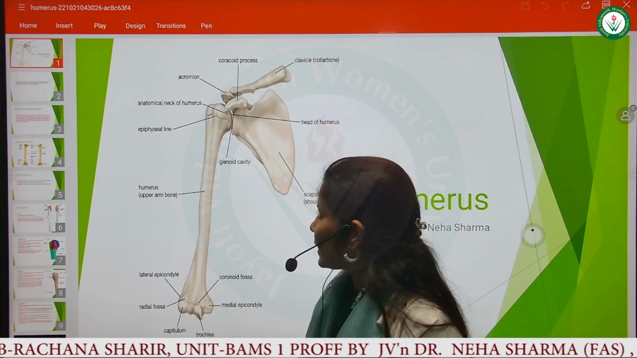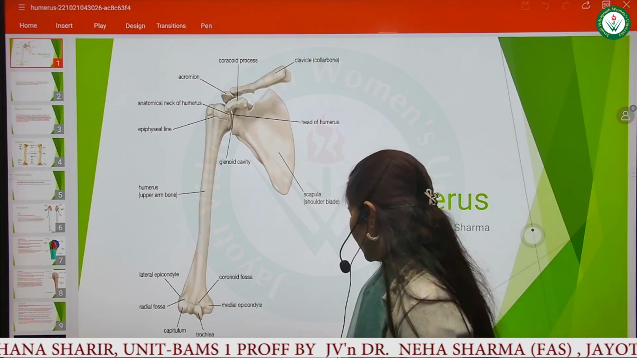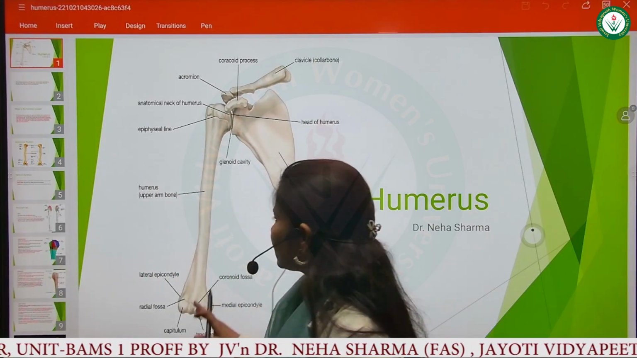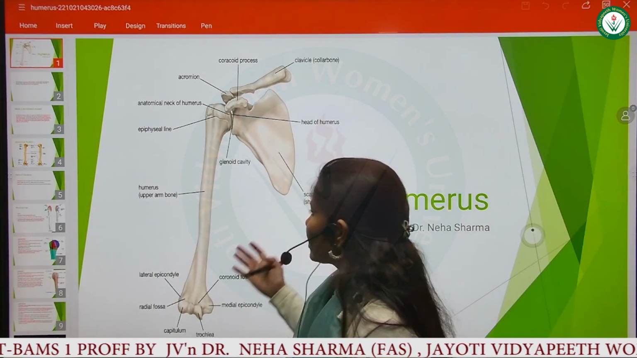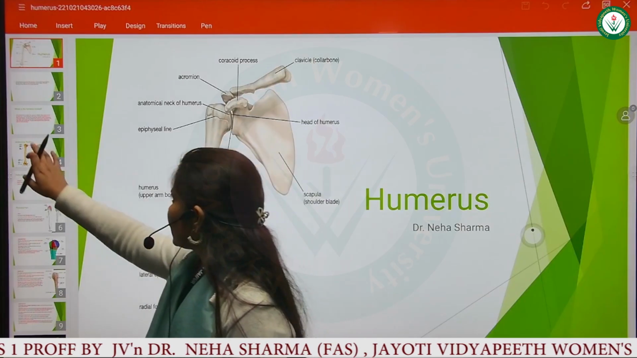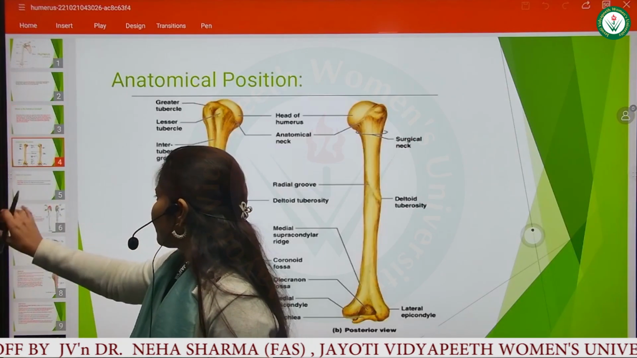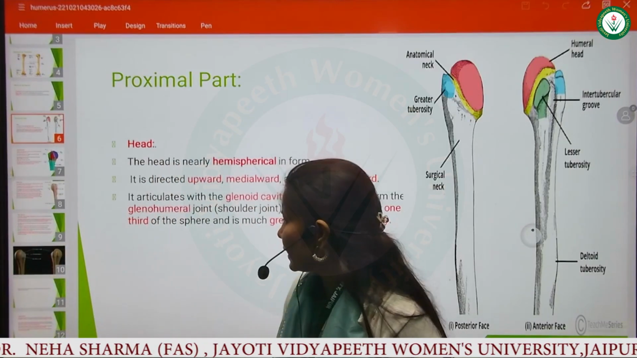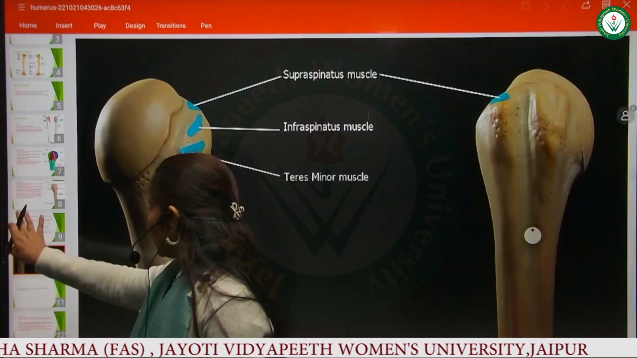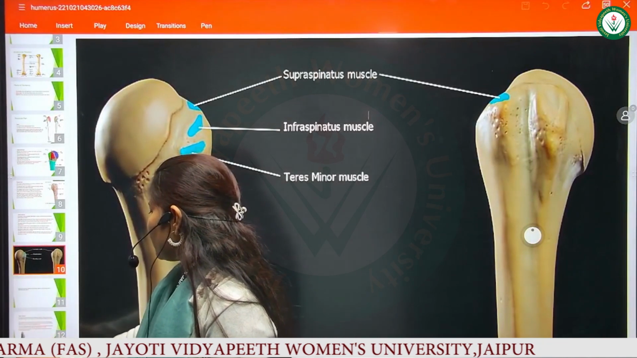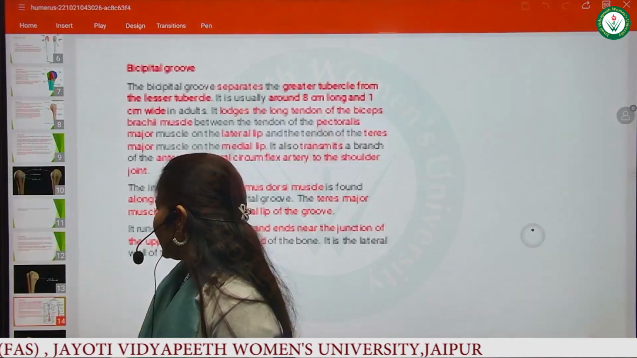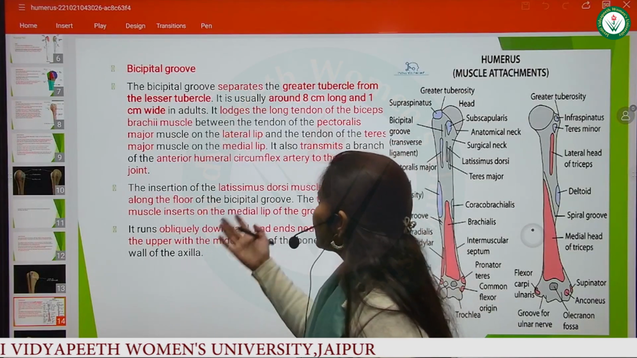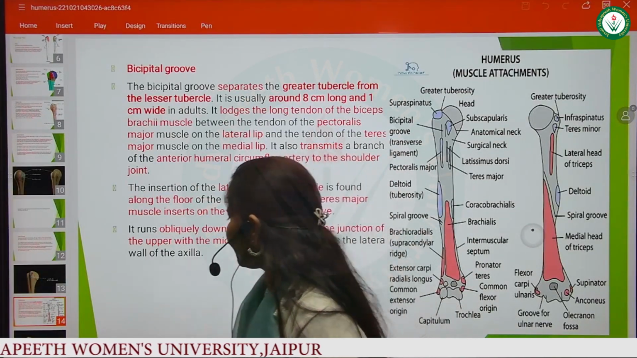So in the last lectures we have been discussing the humerus bone. We already discussed the exterior features of the humerus like anatomical position and parts, proximal part, distal part, anatomical neck, surgical neck, greater tubercle and lesser tubercle with their muscle attachments. After that we discussed the bicipital groove and its muscle attachments.